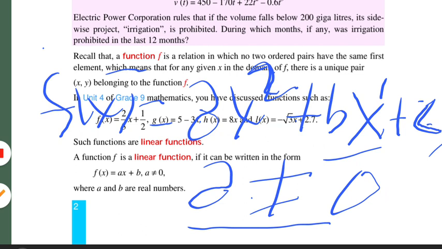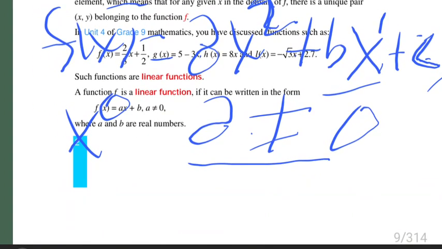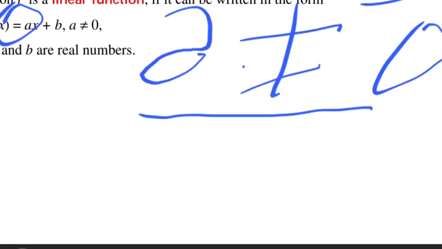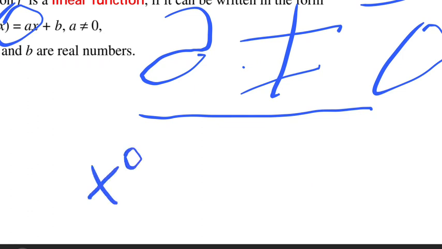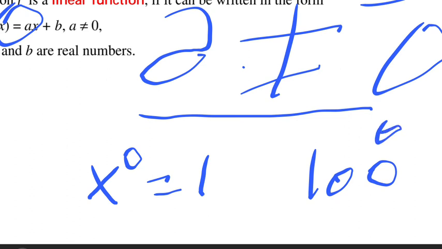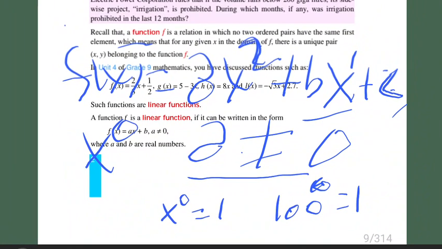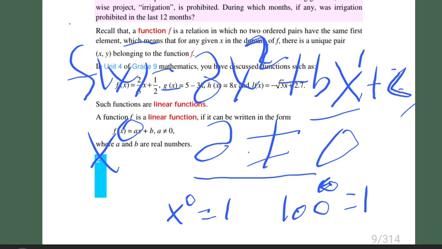I will show it if you want to see. Any number x raised to 0 is equal to 1. You got me? 100 to the power of 0 makes it 1.